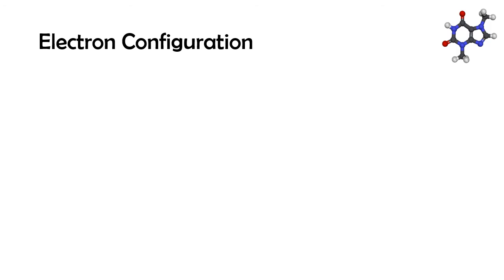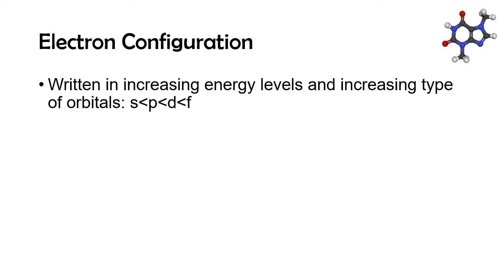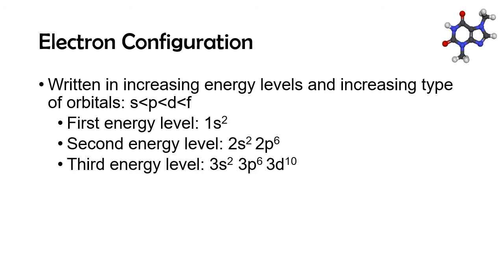As mentioned earlier, different types of orbitals occupy different energy levels, starting with the s orbital at the lowest energy level. As energy levels increase, more orbitals are possible. The electron configuration is written in the same manner, in increasing energy levels from s to p to d to f. At the first energy level, the electron configuration can be written as 1s2.